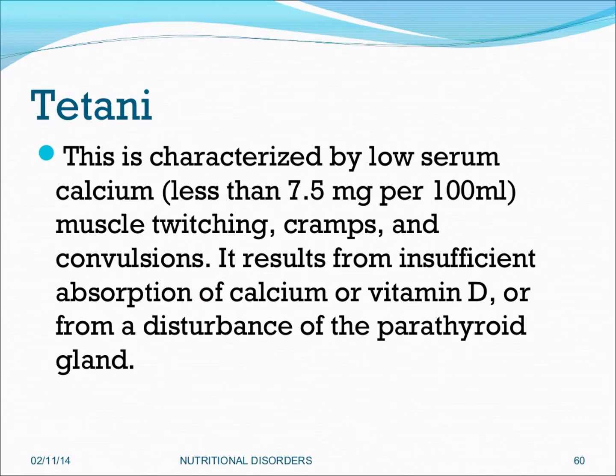Tetany itself is a little more rare and a little more acute in terms of its presentation. This is characterized by having a low serum calcium, less than 7.5 milligrams per 100 milliliters, and it can lead to muscle twitching, cramps, and convulsions. It results from insufficient absorption of calcium or vitamin D, or from a disturbance in the parathyroid gland.